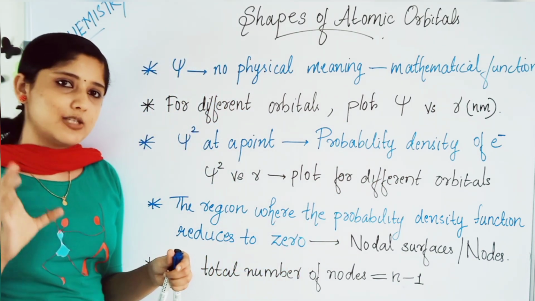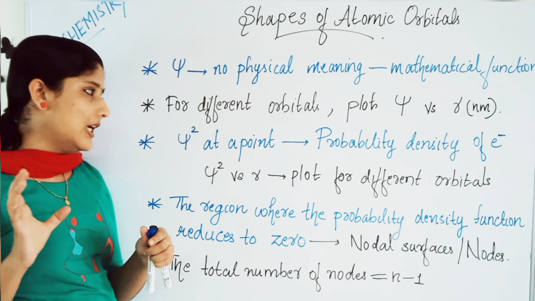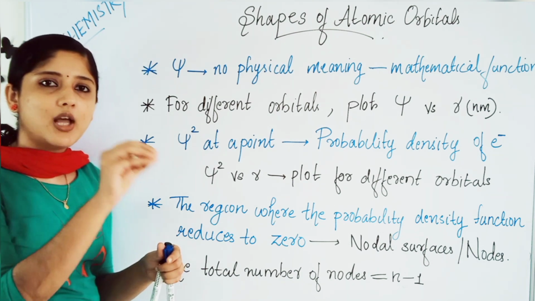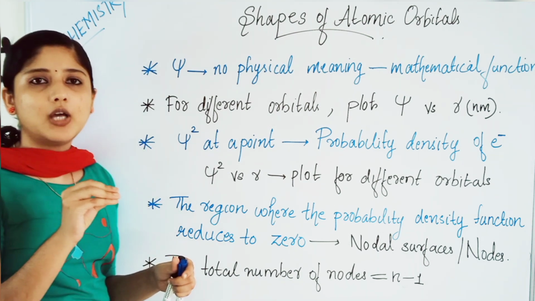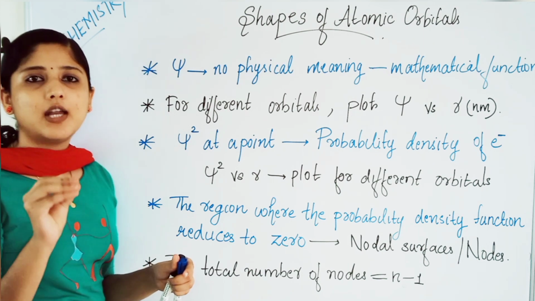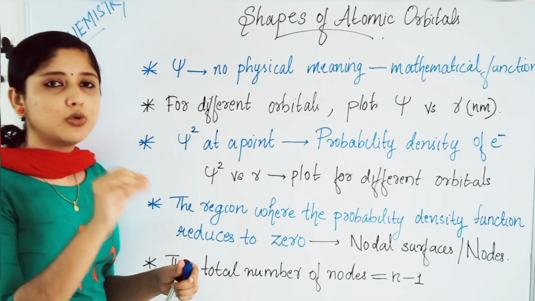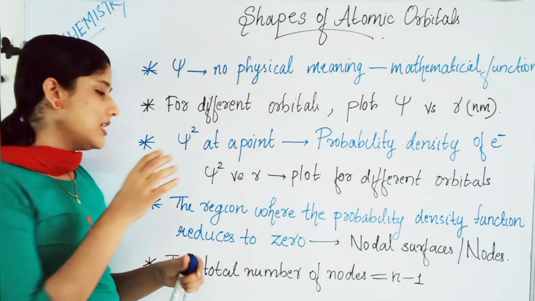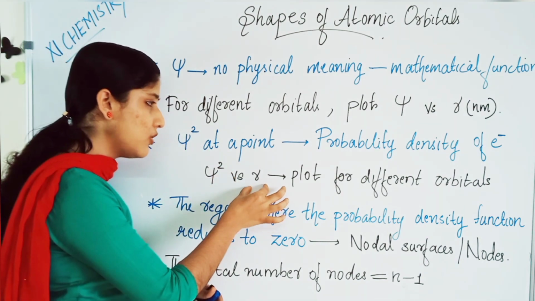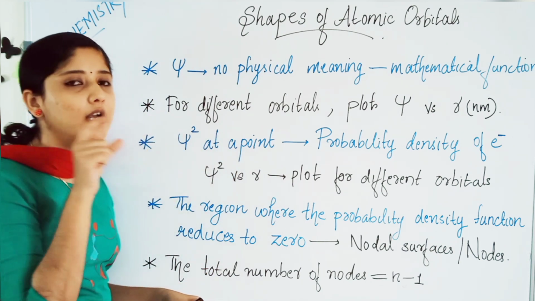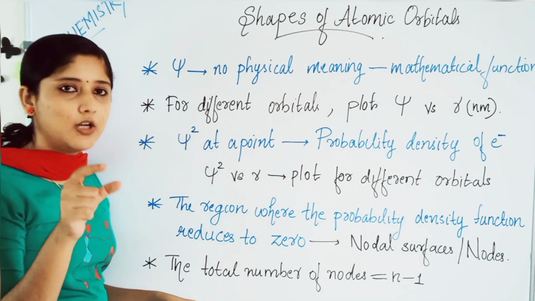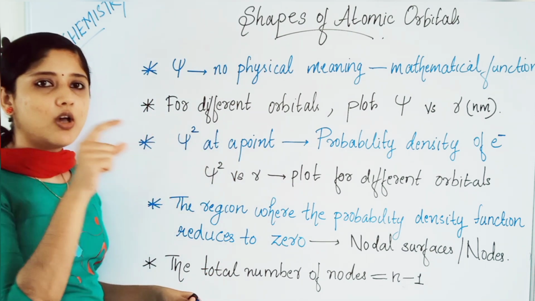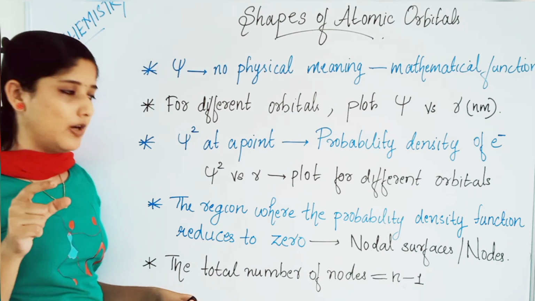Similarly, we know psi square. What is that? It is the probability density. That is, psi square at a point will give you the probability of finding an electron at that point. Also, that is called probability density. Psi square versus radius we can also plot for different orbitals. For different orbitals, psi square versus radius r will be different.